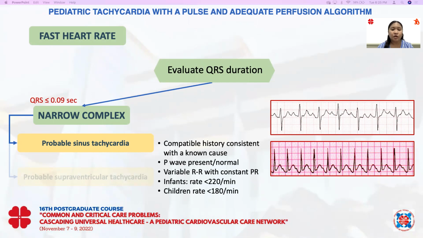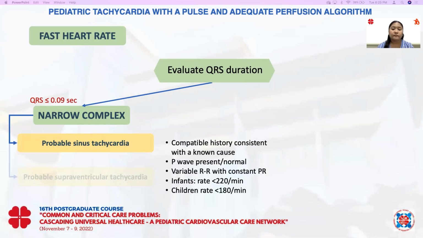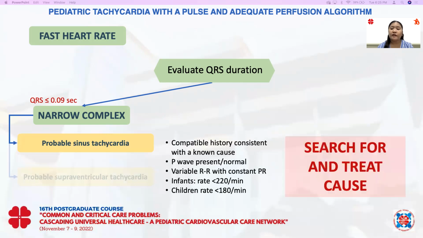It typically develops in response to the body's need for increased cardiac output or oxygen delivery. So this is actually a normal physiologic response. The heart rate is not fixed and it varies with changes in activity or stress level. So if this is the case, then you must search for and treat the cause of the tachycardia. Rule out infection, metabolic problem, hypovolemia, hypoxia, or other conditions that would require the body to increase its cardiac output.